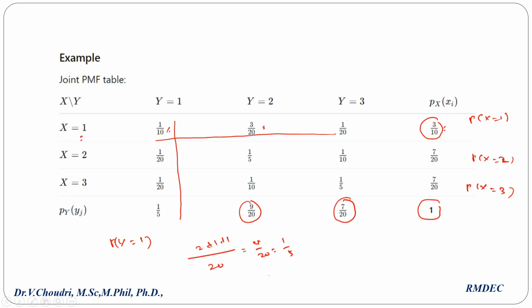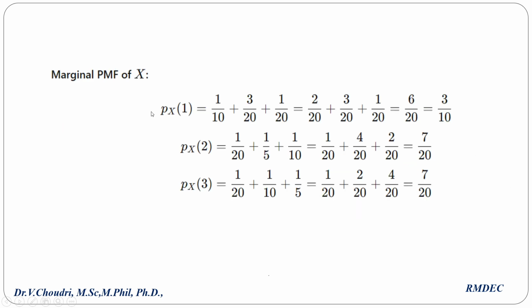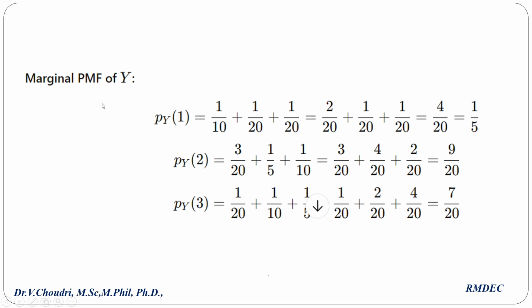See the verification. For the marginal probability function of x: p of x equal to 1, 2, 3 are 3/10, 7/20, 7/20. For the marginal probability mass function of y: 1/10 summing over this one, 1/5, 9/20, 7/20.